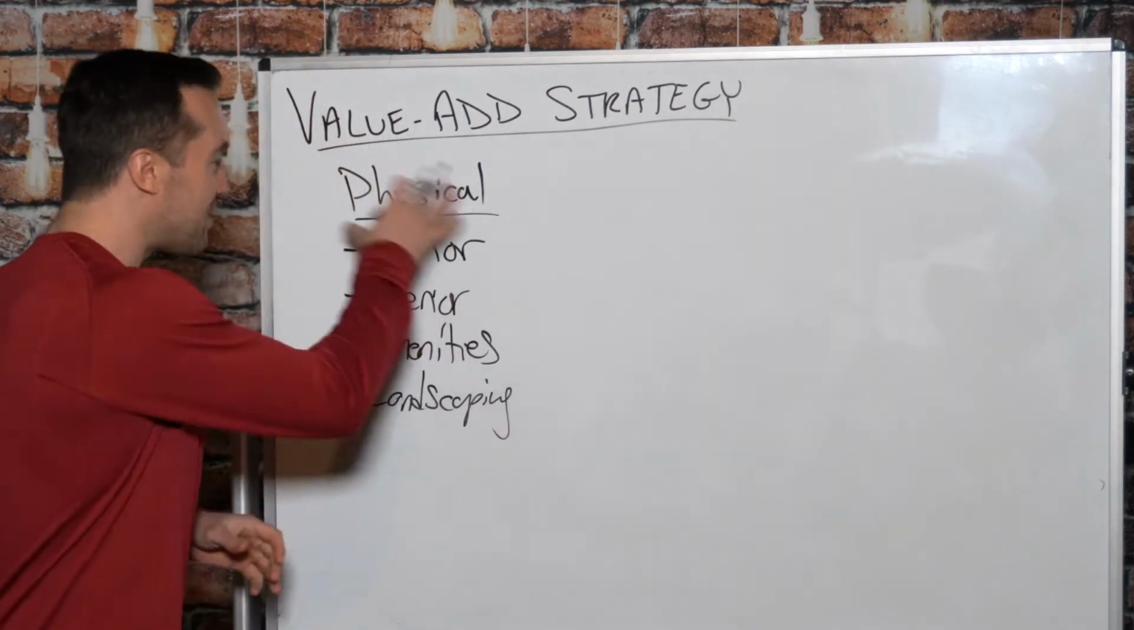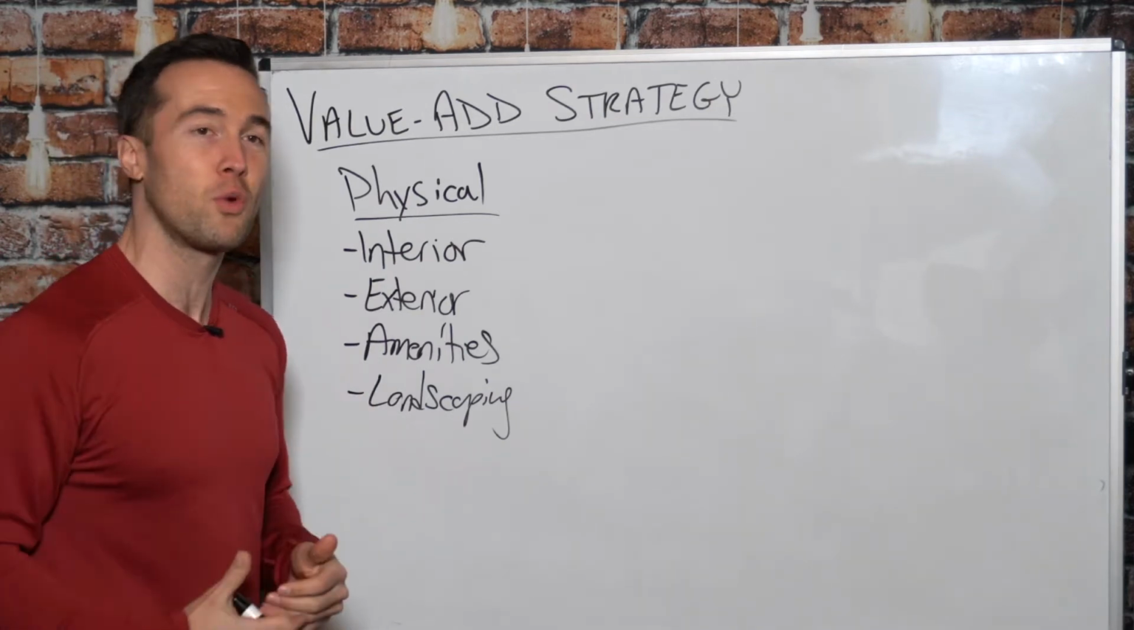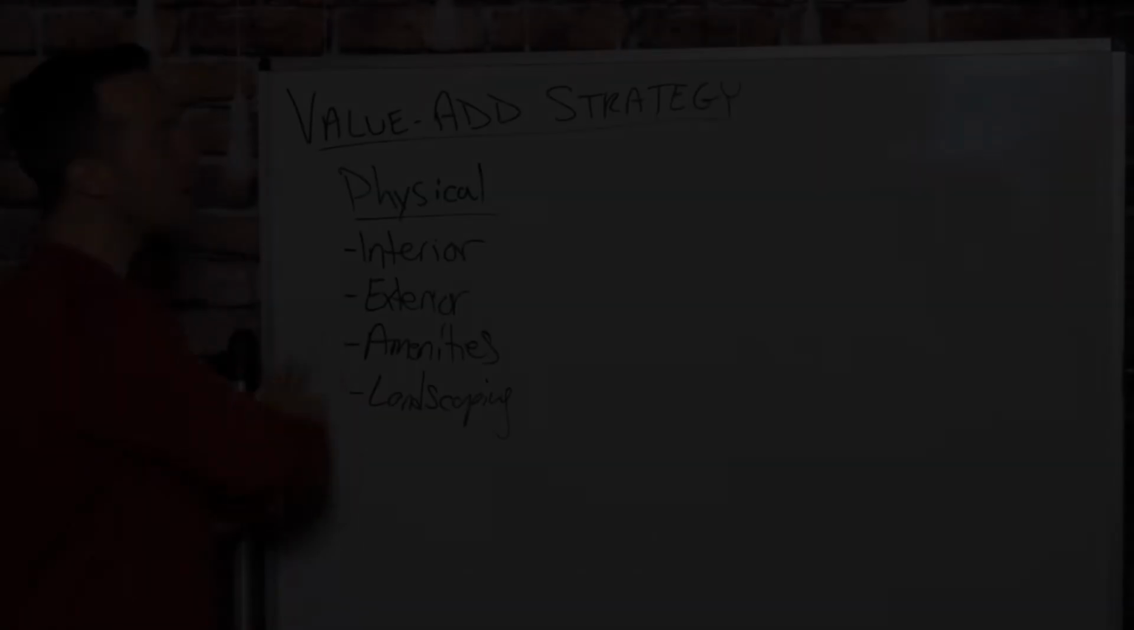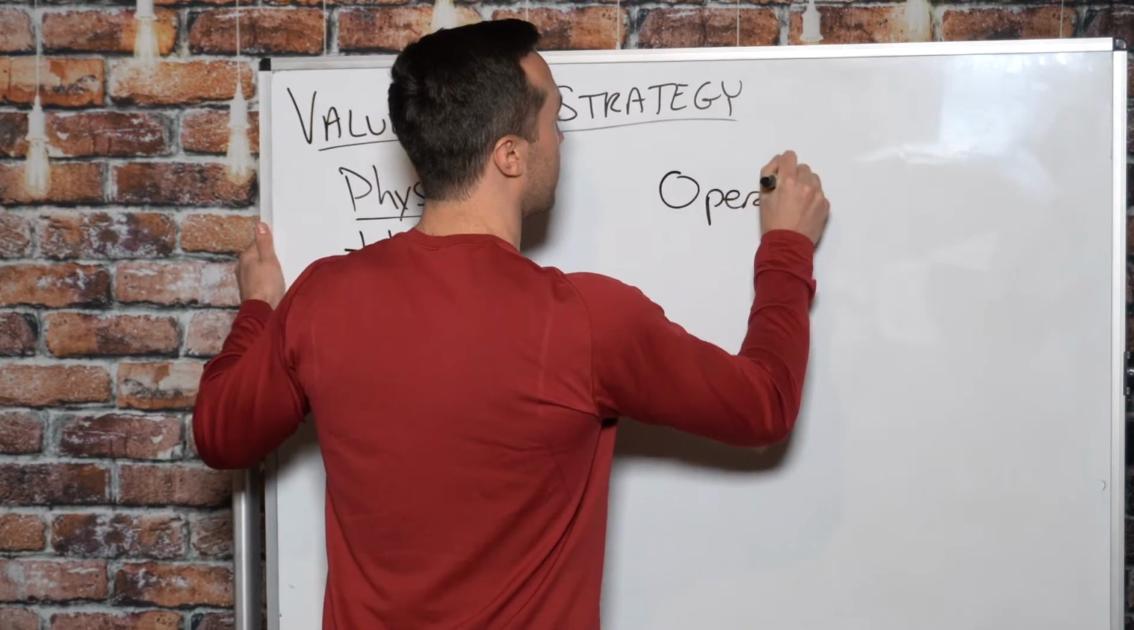So yeah, these are capital expenses. This is money going out, but you're investing in the property. And as long as you're doing the right type of physical value add, you're going to see that return. Now let's flip over to the other side, and I call this operational.